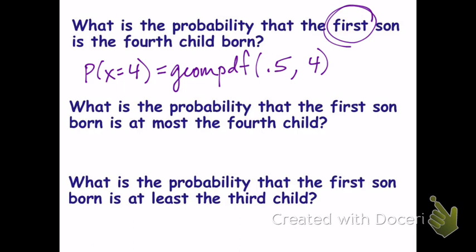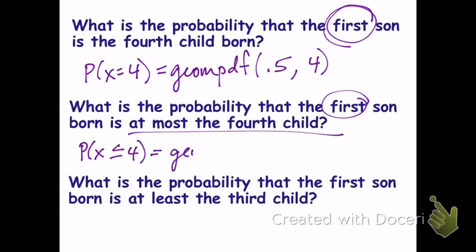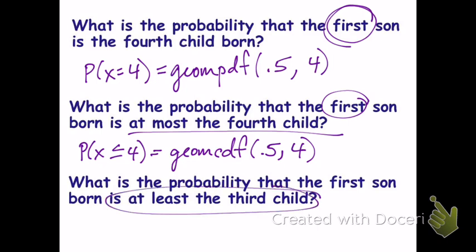What is the probability that the first son is at most the 4th child? Geometric. So it would be less than or equal to 4, which would be geometric CDF, 0.5, 4.